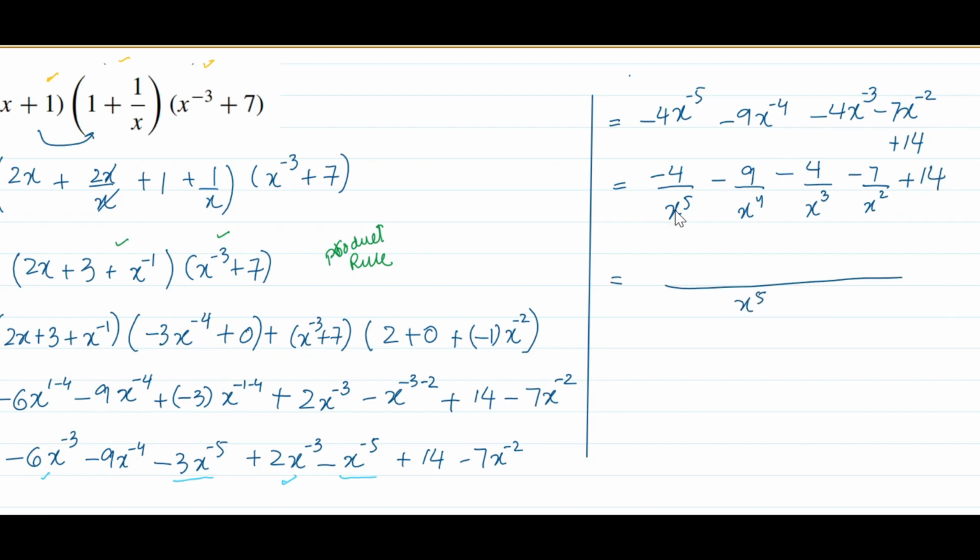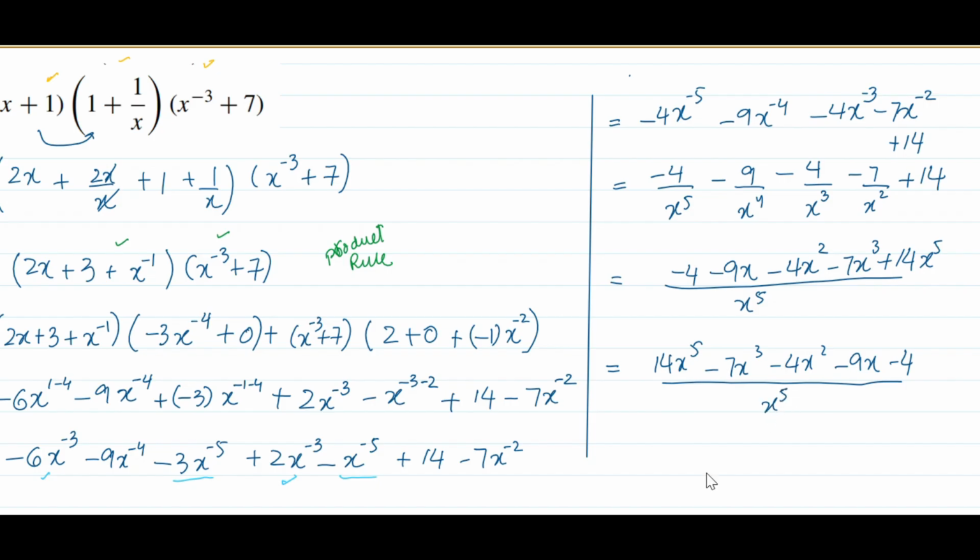The first has the same denominator, so minus 4 as it is. The second has x power 4, so 1x multiplied with 9. Next has x power 3, so 2x multiplied with 4. Next has x squared, so 3x multiplied with 7. And same for 14, there is no denominator, so x power 5 multiplied with 14. And now we rearrange it. This is your final answer.